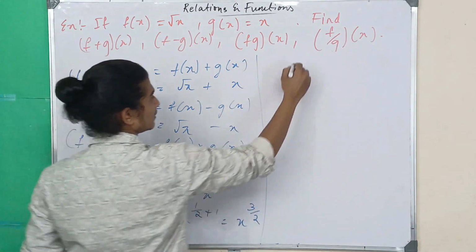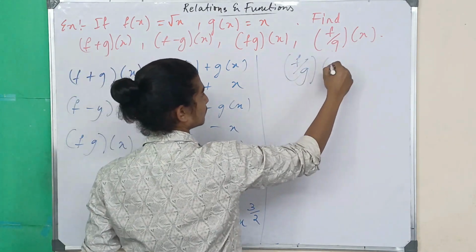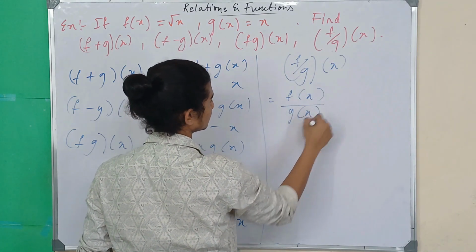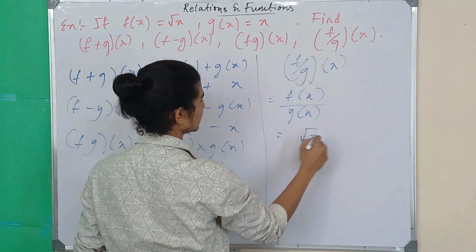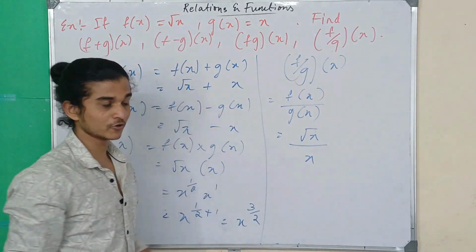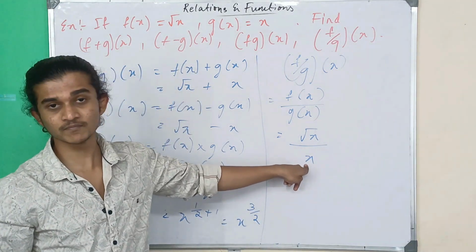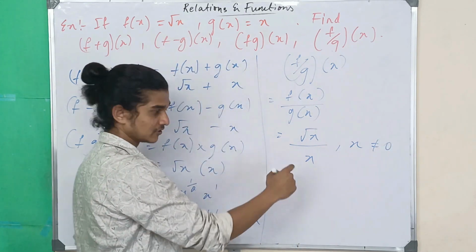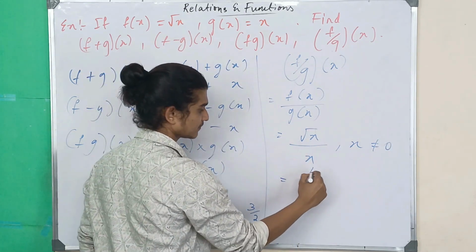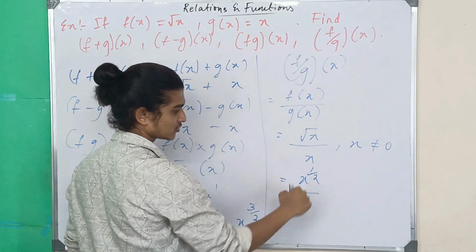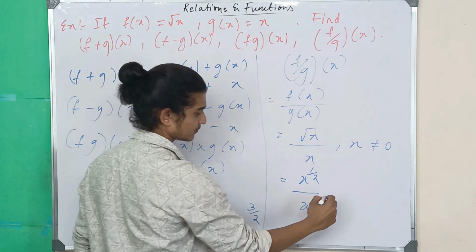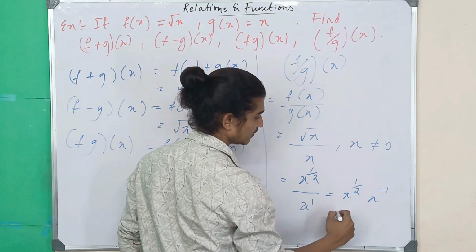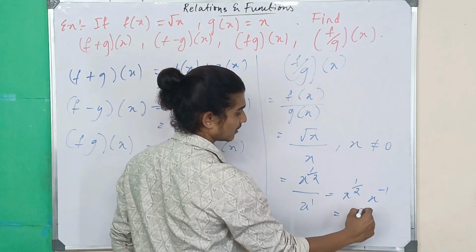And the next one is f by g of x, which is f of x divided by g of x. Now our f of x is square root of x and our g of x is x. As I told you before, you need to make sure that x doesn't become 0. So I'm going to write x not equal to 0. You can further simplify this also. So our root x is basically x to the power half, and this is x to the power 1. So if this goes up, it becomes x power half into x power minus 1. If you simplify this, x power minus half.